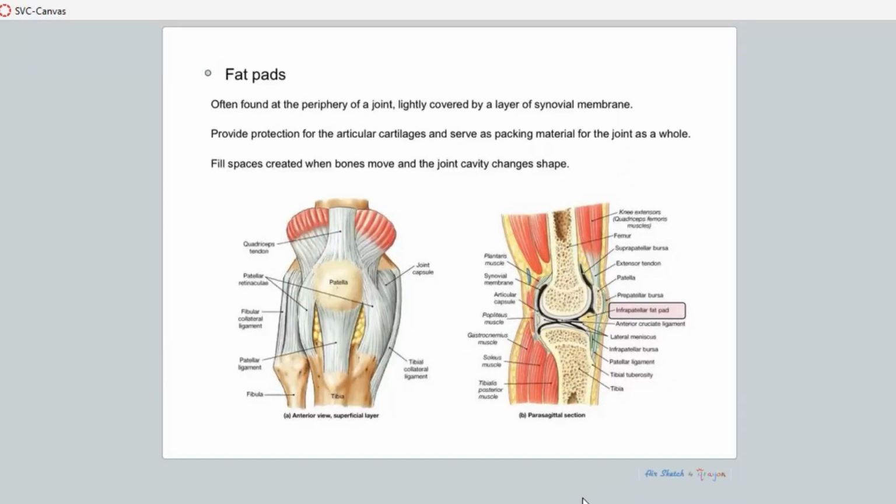And then we also have fat in there. Fat can be found at the periphery of the joint, and it's there for protection, fills the spaces up, packaging material, packs all that stuff together, cushions it, does all that kind of good stuff.